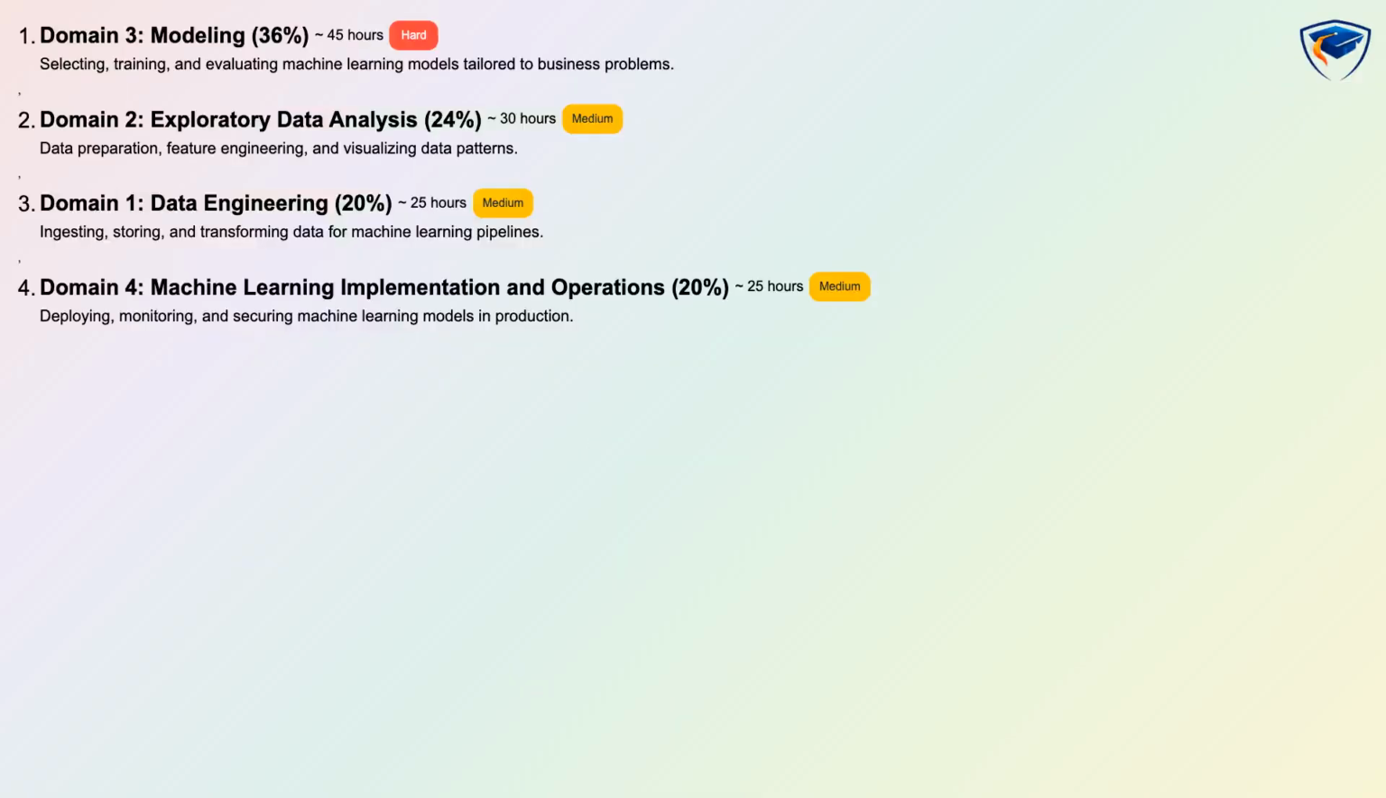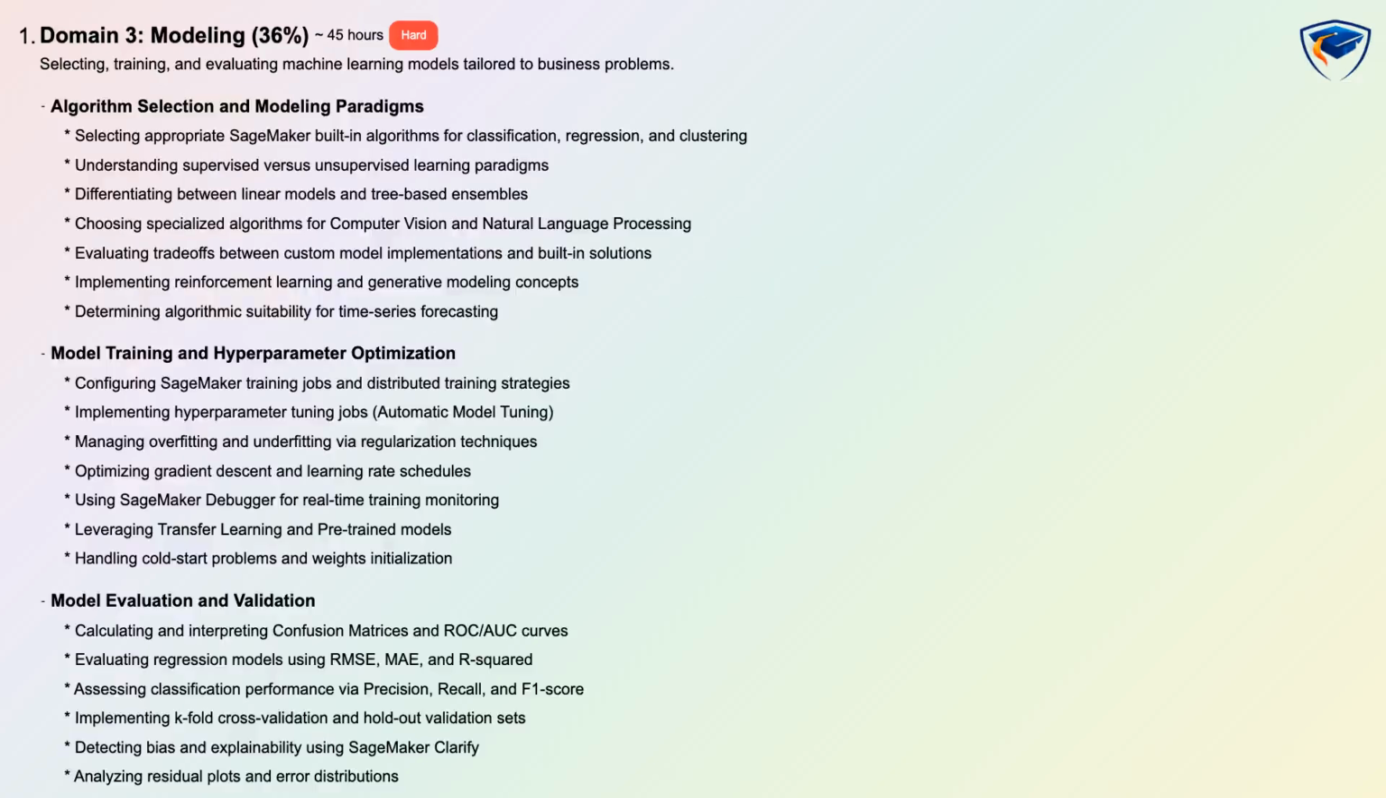This exam is organized into 4 domains with clear weights. Domain 1 Data Engineering is 20%. Domain 2 Exploratory Data Analysis is 24%. Domain 3 Modeling is 36%. And Domain 4 Machine Learning Implementation and Operations is 20%. Each domain has a defined focus, difficulty level, estimated learning time, and assessment style, so you can plan your study hours and practice accordingly.